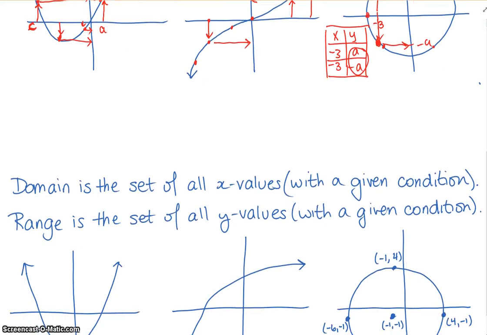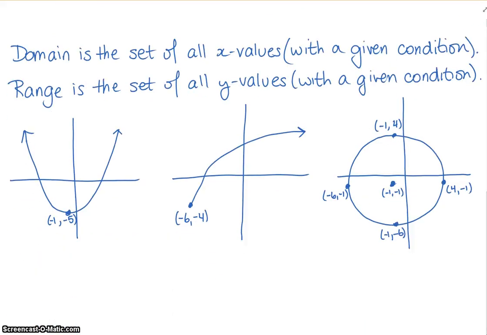So let's take a look now at domain and range. The domain is the set of all the x values with a given condition, and the range is the set of all y values with a given condition. What we're going to look at is proper notation.